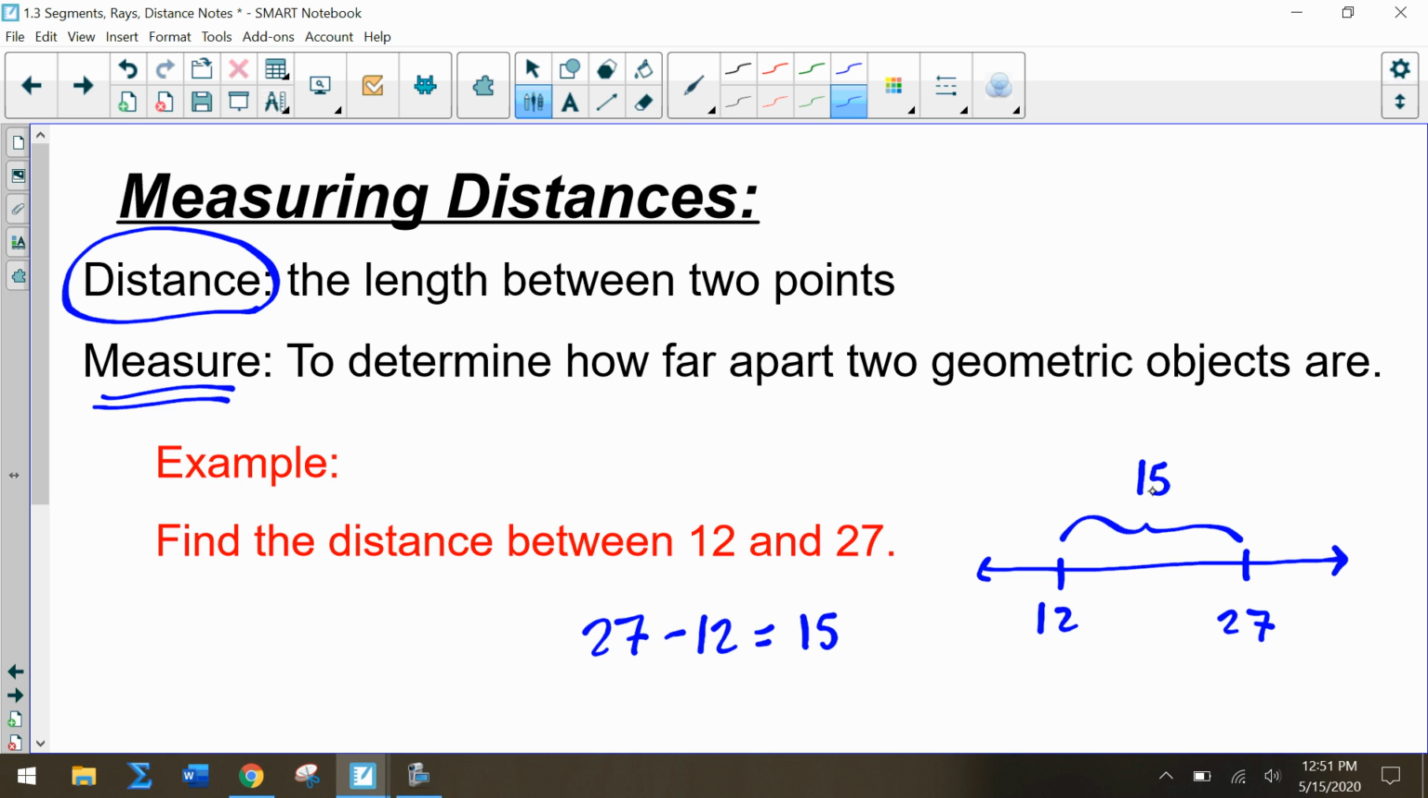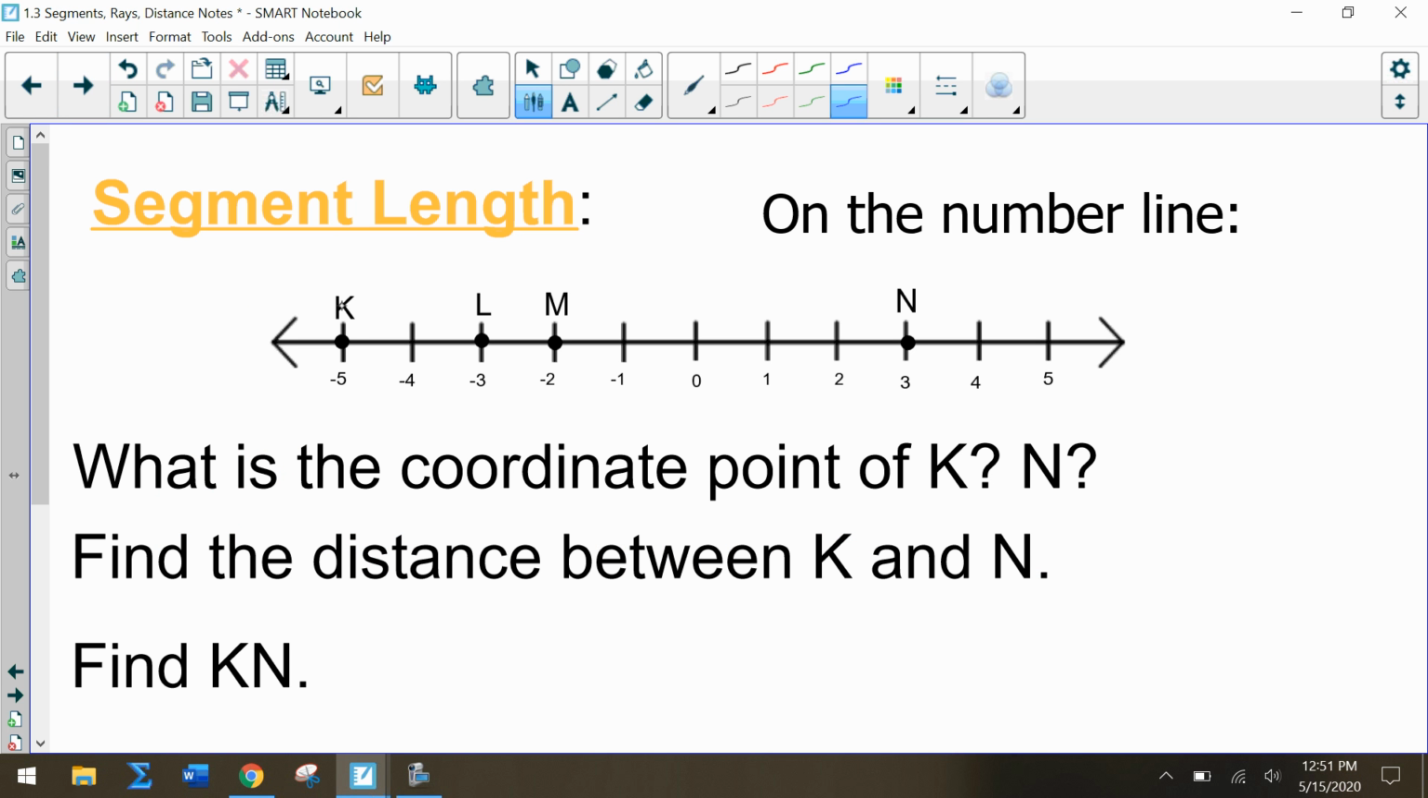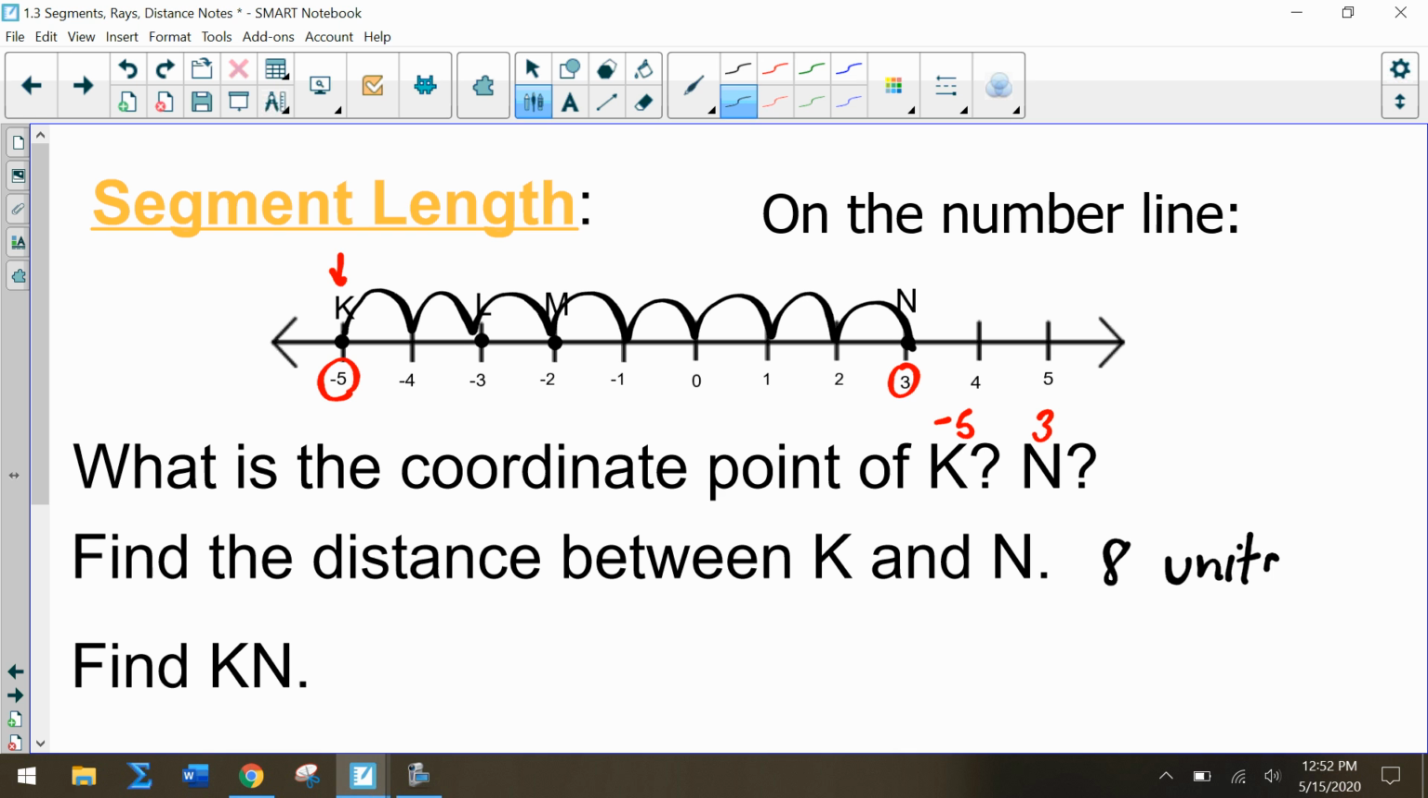Now, if I name these points on a number line, so here we have K, L, M, and N, we can find the measure of segments or the lengths of segments. If I'm asking what the coordinate point of K is, I'm looking at K, the number associated with K is -5. And for N, the number associated with N is 3. To find the distance between them, we have the number line and we can count. We can go 1, 2, 3, 4, 5, 6, 7, 8. Right? 8 units is the distance between them.